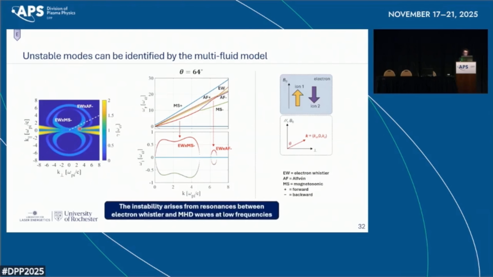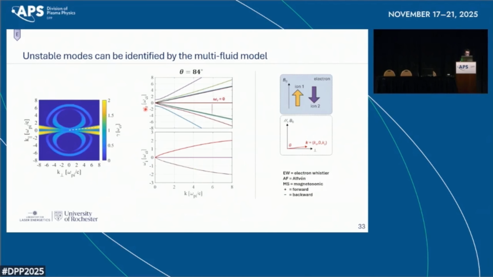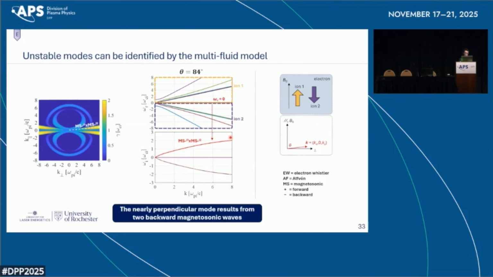Okay, so now we know what these are, and we can do the same thing for the nearly perpendicular angle here. Now we are looking at 84-degree. So we can do the same thing, and up here, this upper part comes from ion 1. This lower part comes from ion 2. And this unstable mode here comes from the resonance between two backward magnetosonic waves. So yeah, we know what that is. And this nearly perpendicular mode results from two backward magnetosonic waves.